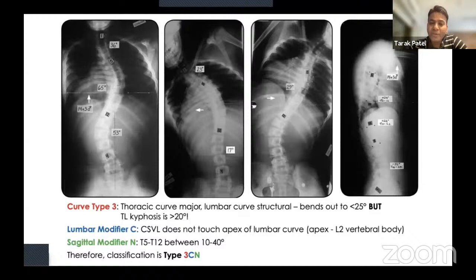The second example which we saw was curve type 3, not because the thoracic curve is measured, but because the lumbar curve is considered structural, as the thoracolumbar kyphosis is more than 20 degrees. In this case, the lumbar modifier is C because we can see that the apex is at L2, which is definitely laterally deviated. And for the sagittal modifier, the kyphosis is 24 degrees. So it is again considered as a type 3CN.